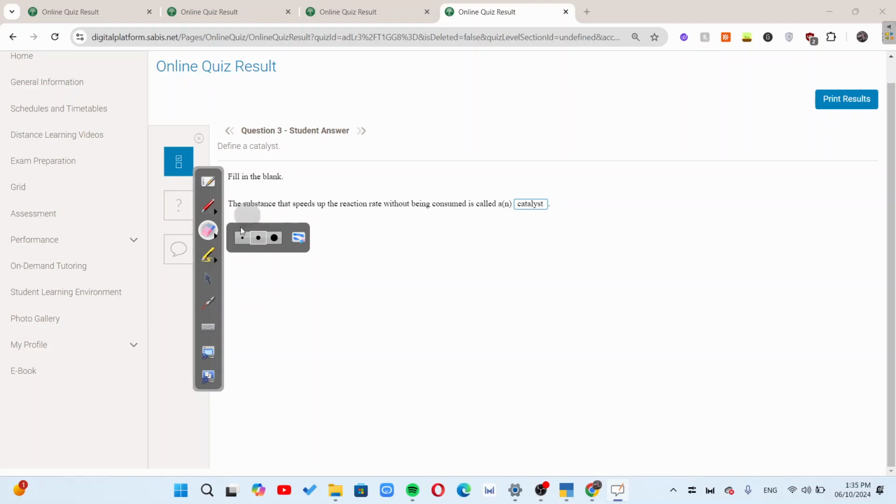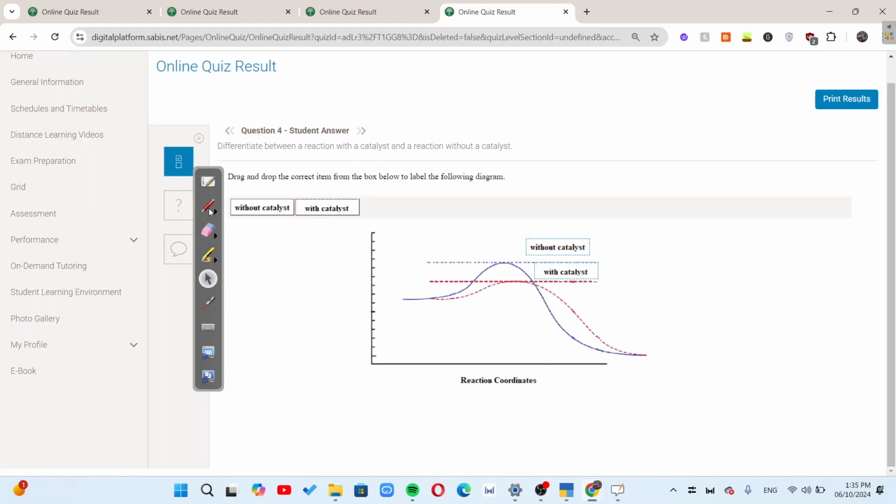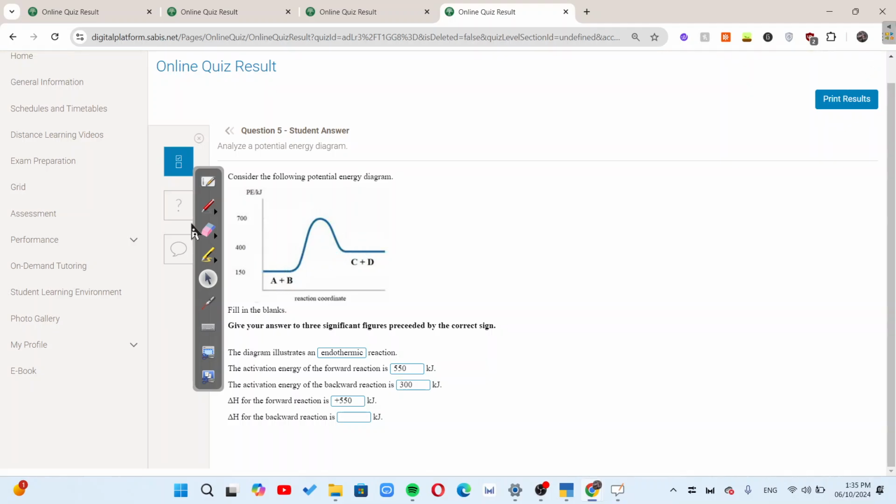Now, I didn't draw anything. Why am I erasing? Now, this question. We said catalysts are going to decrease your activated complex. It's not going to increase it, of course. So the lower one is always with the catalyst, and the higher is without the catalyst. And now, okay, this question I didn't know how to solve before, but now I do. It's an endothermic reaction because, look, it's sloping up.